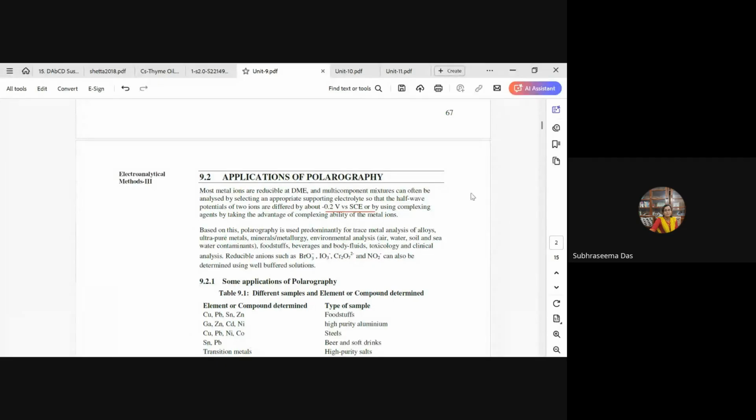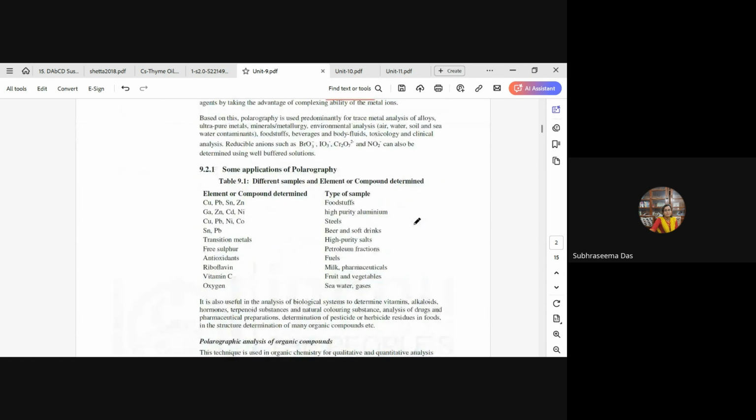So, polarography. We talked about the various applications of polarography. Now, it has reducible anions such as bromate, iodate, chromate, nitrate. They can also be determined using well buffered solutions. Then, coming to some practical applications of polarography.